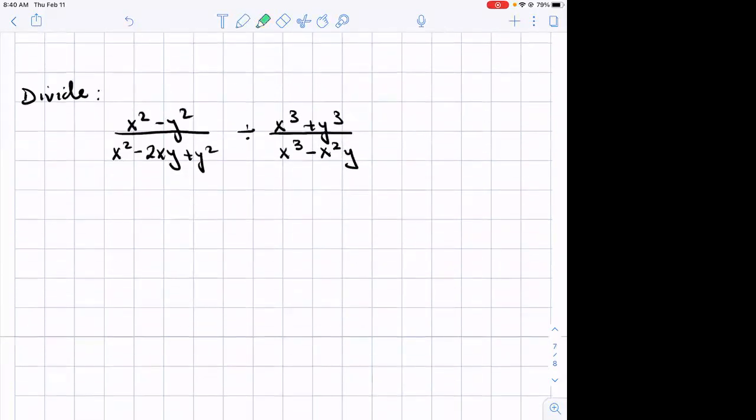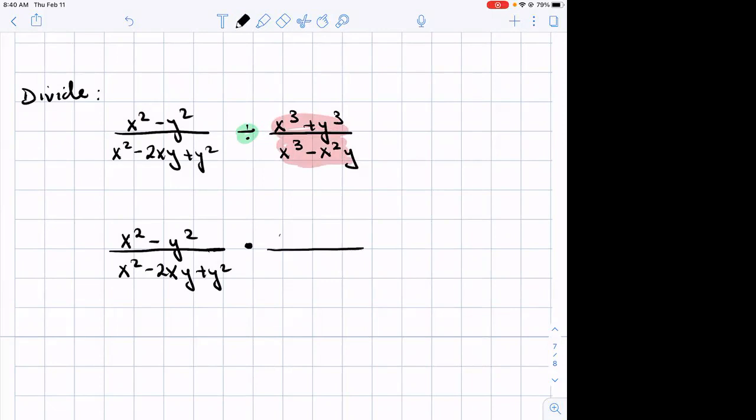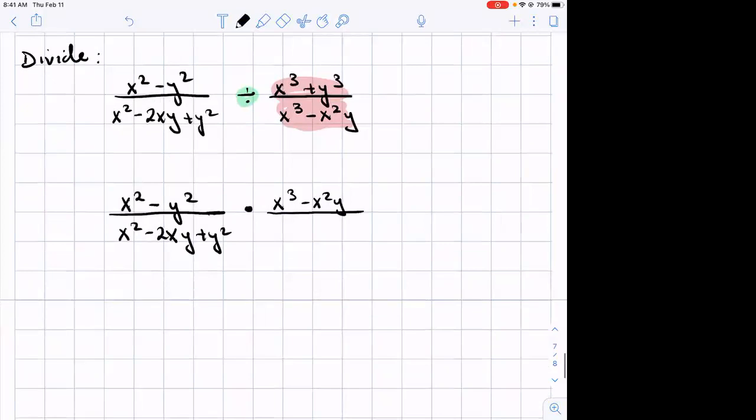So the first thing I want to do, I notice this is division. So I'm going to rewrite my problem using a multiplication. Times, and don't forget I have to flip this guy here. When I do that, I have to flip this. So now I have the x cubed minus x squared y in the numerator, and in the denominator, I have x cubed plus y cubed.